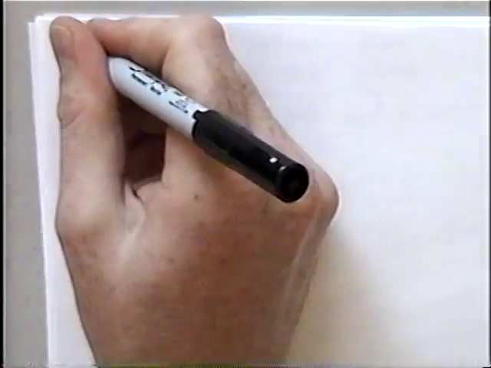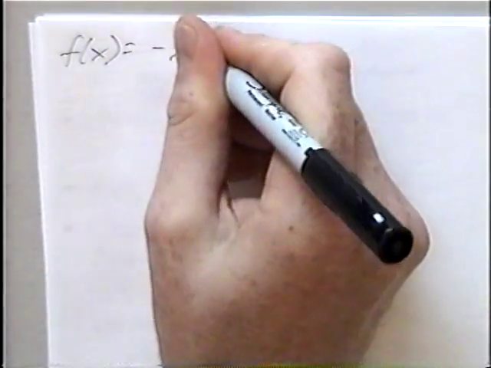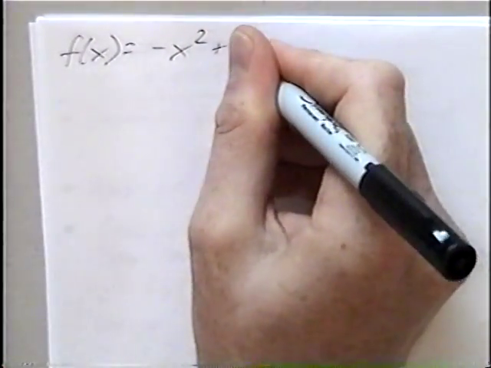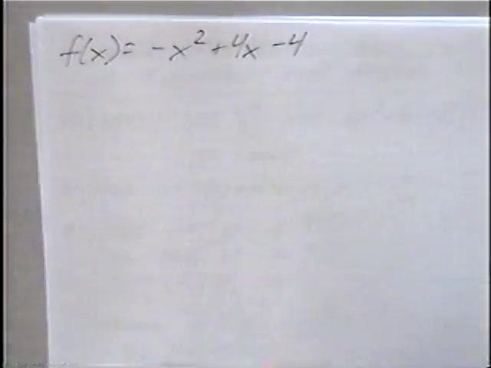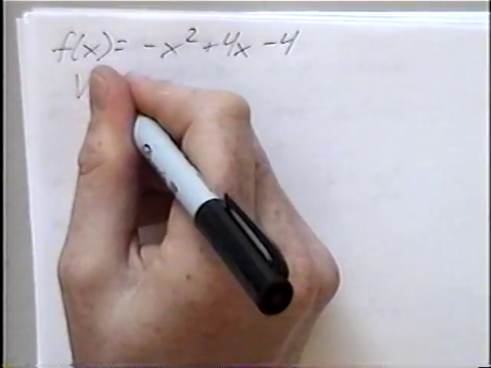Last question for the section. F of x is -x squared plus 4x minus 4. Again, find the vertex.